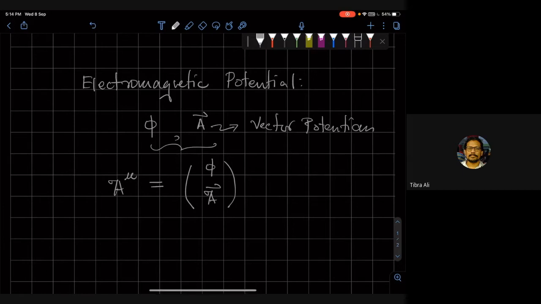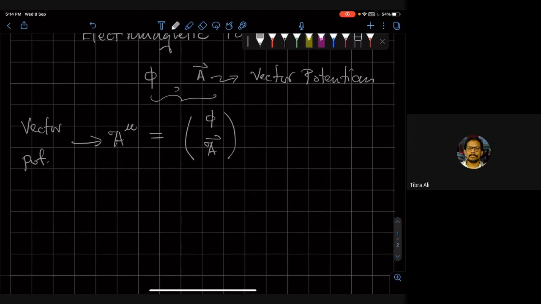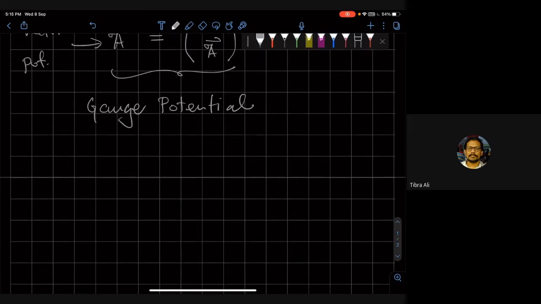But in relativistic language, this guy is called the vector potential. Okay? We are going to call all of this together the gauge potential. It's a historical name. We don't really have to delve into why it's called a gauge potential at this point. So what is the idea behind the vector potential or the gauge potential?